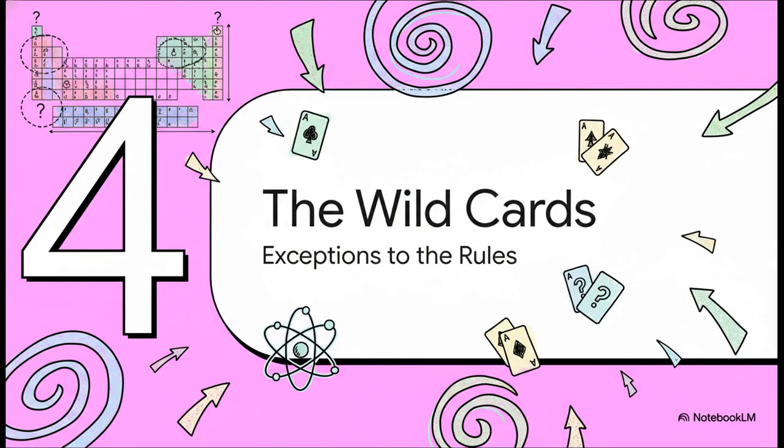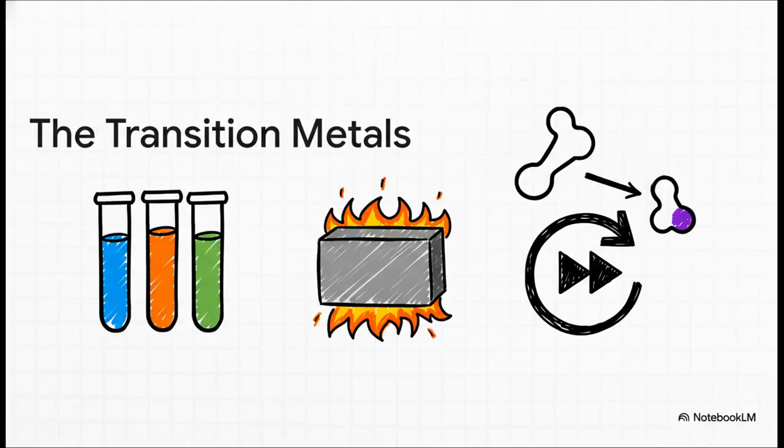Of course, no map is absolutely perfect, right? And the periodic table has its own wildcards. These are the elements that don't quite follow the main rules so neatly. Smack right in the middle of the table are the transition metals. These are your quote-unquote typical metals like iron, copper, and gold.